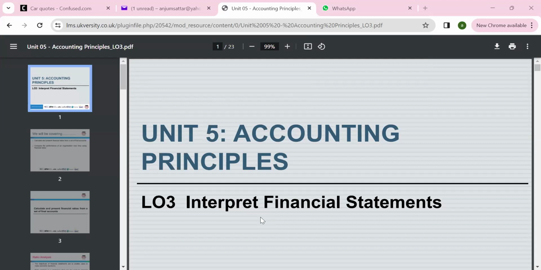Today's lesson will go through interpreting financial statements, and we'll discuss financial ratios. Interpretation is very important. What do these figures mean to you, and how can the various stakeholders use them? Shareholders and the employees are all stakeholders. Okay, we'll start. LO3: interpret financial statements.